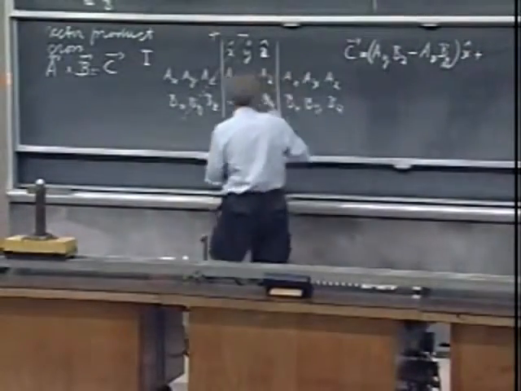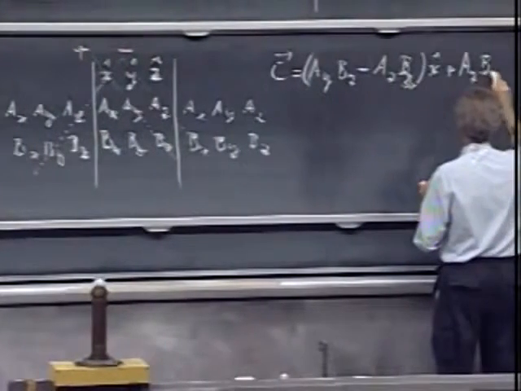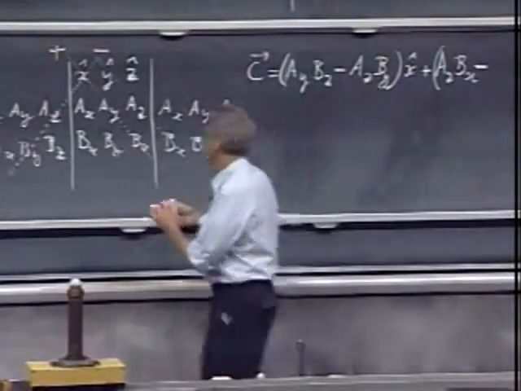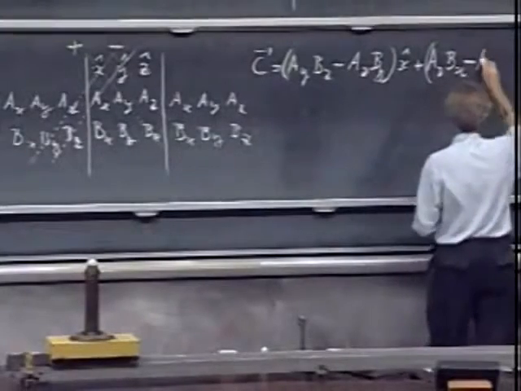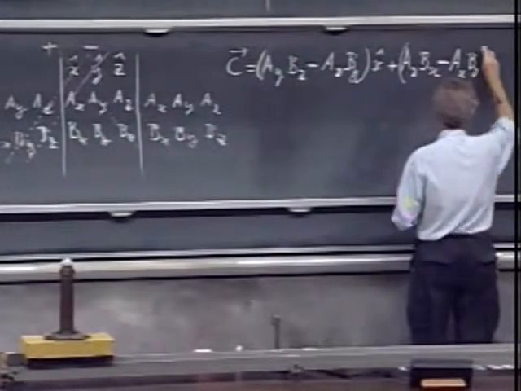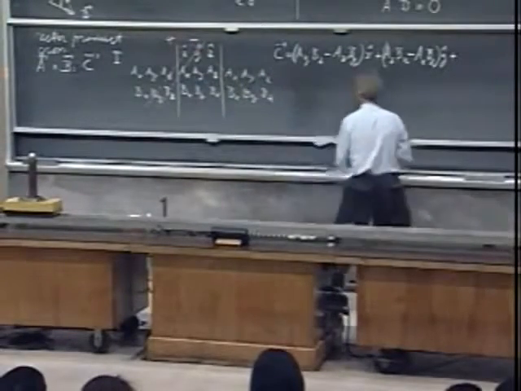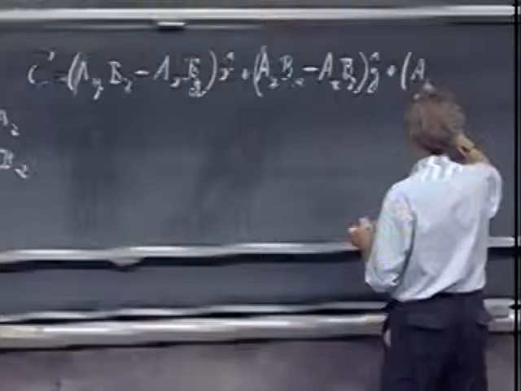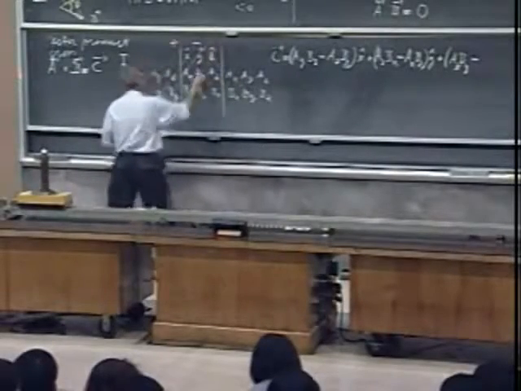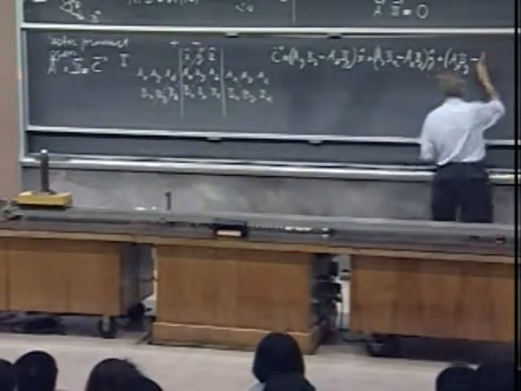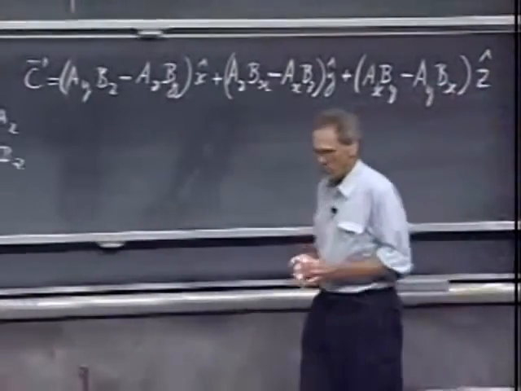The next one is this one, AZBX. Minus this one, AXBZ, in the direction Y. And last but not least, AXBY minus AYBX. In the direction of the unit vector Z.